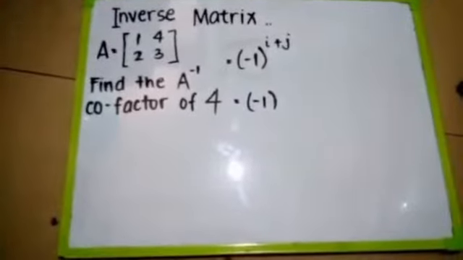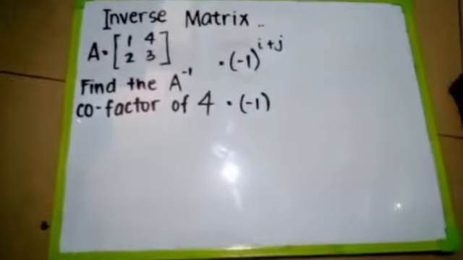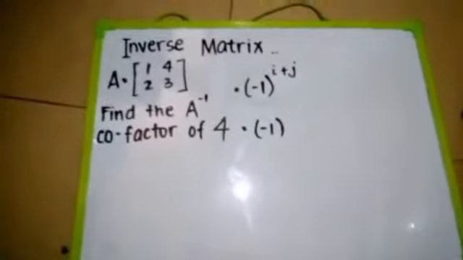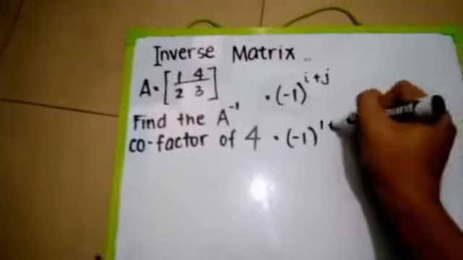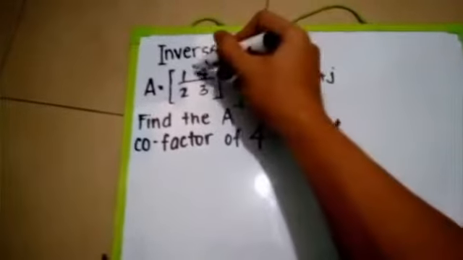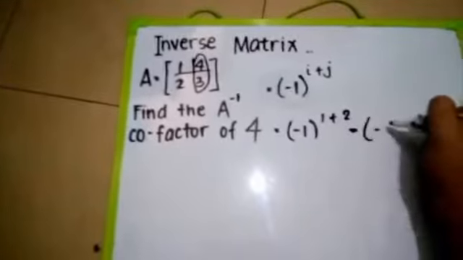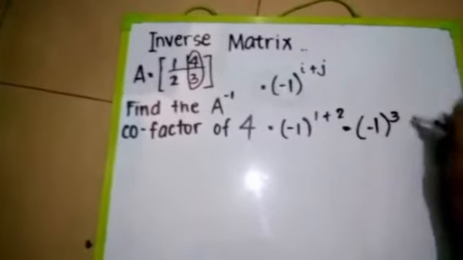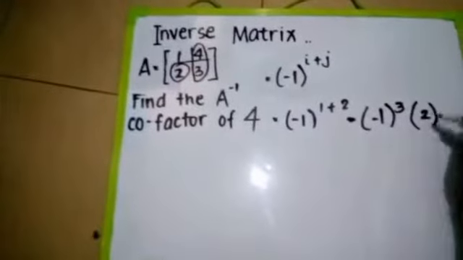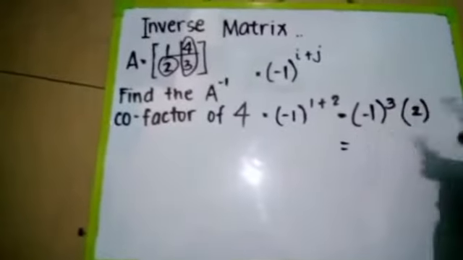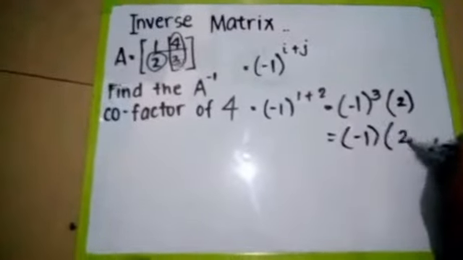Now, we will find the cofactor of 4, which is equal to negative 1 raised to i plus j. i is the number of the row, 1, plus j, the number of the column, 2, is equal to negative 1 raised to 3 times the least number, 2. Simplify, negative 1 raised to 3 is equal to negative 1 times 2.